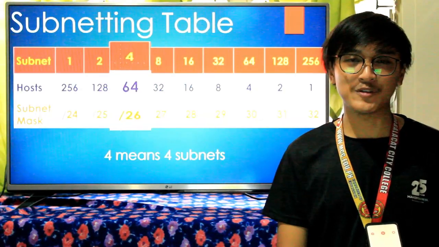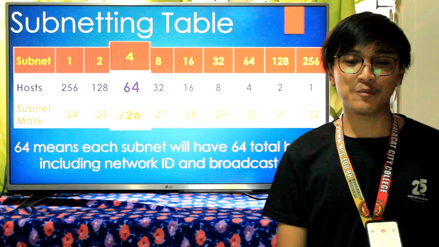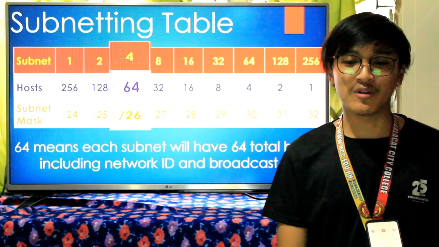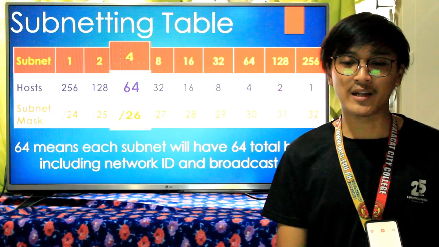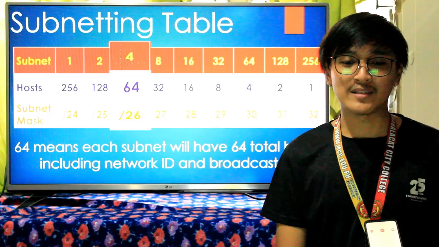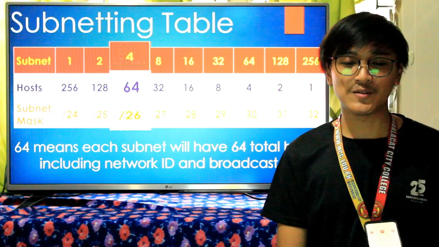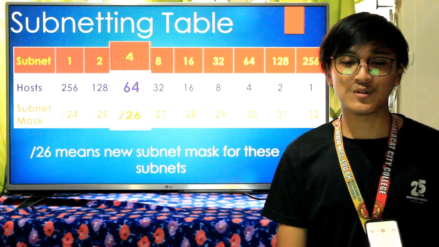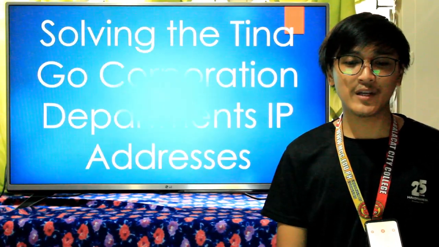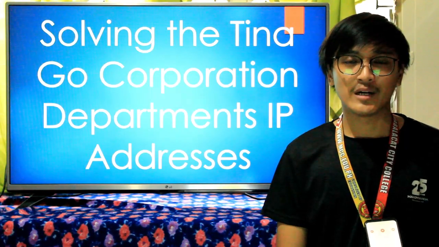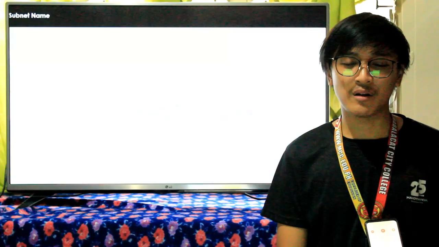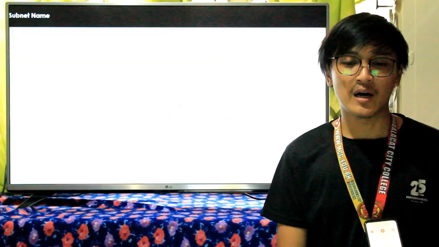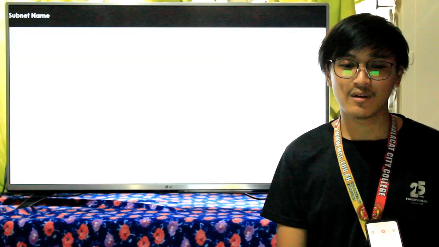4 means 4 subnets. 64 means each subnet will have 64 total host IDs, including the network ID and broadcast ID. 26 is the new subnet mask for these 4 subnets. Now, let's solve for Tinago Corporation's distribution of IP addresses. We will start with the department with the highest required hosts down to the lowest.